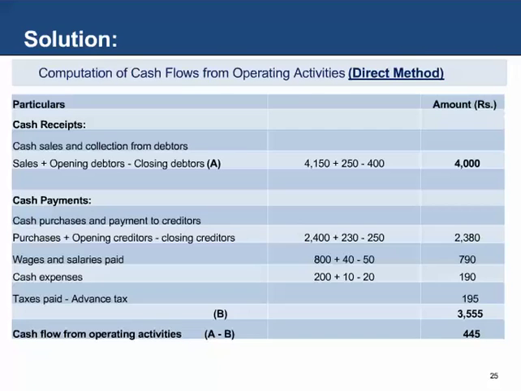Wages and salaries paid, again after adjusting for opening and closing, you will arrive at net cash outflow of 790. Cash expenses, again after adjusting for opening and closing, you will arrive at 190. Taxes paid. So the advance tax as given in the balance sheet will be the actual tax paid by the entity, by the ABC Limited, which is 195 in this case. So total of B, which is the cash payments item, is 3,555. So cash flow from operating activities would be 445, which is a positive item, and thus it's a cash flow from operating activities.